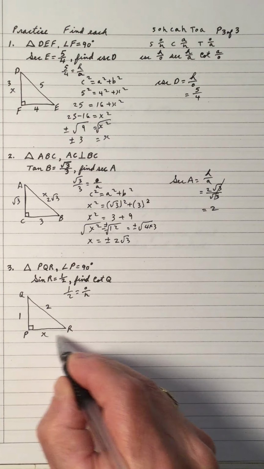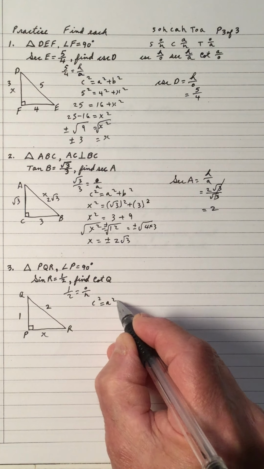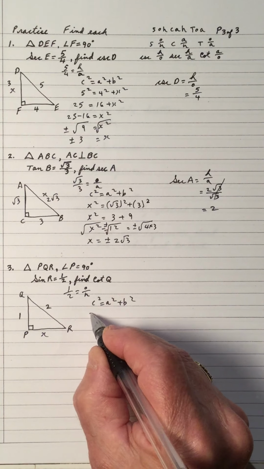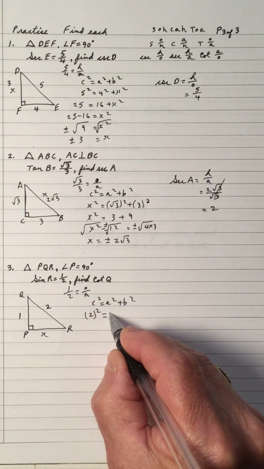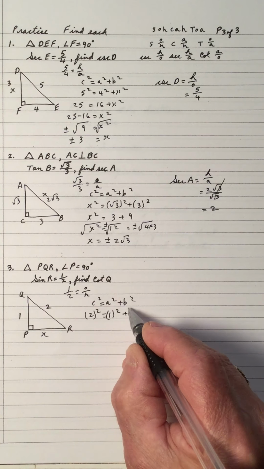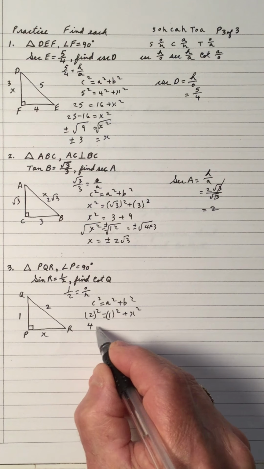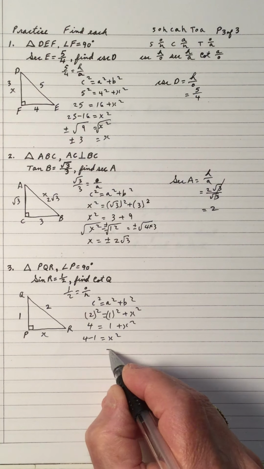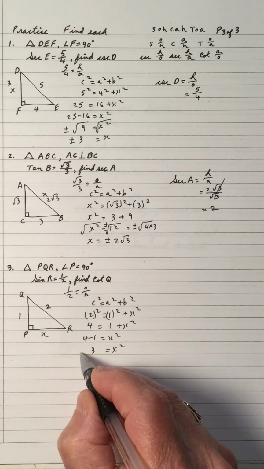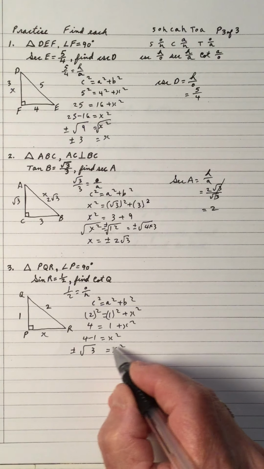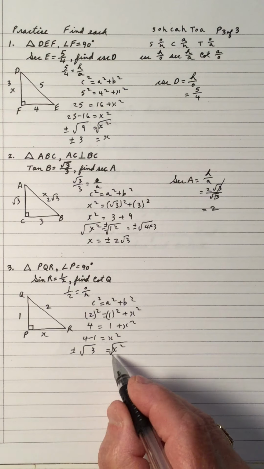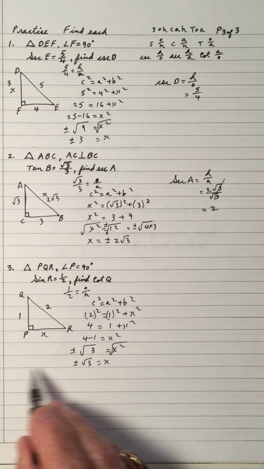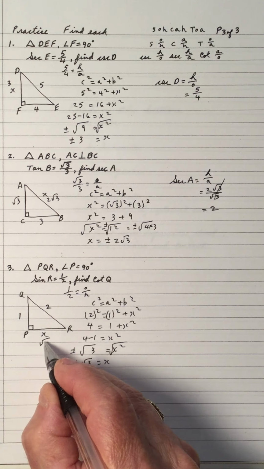So we have to find the other side. So C squared is A squared plus B squared. And the hypotenuse, opposite the right angle, is 2. A is 1, and B is x being squared. So 4 minus 1 is x squared, so x squared is 3. Now I'll do the square root of each side. That's plus minus root 3 equals x. And the length of this side, can't be negative, is root 3.